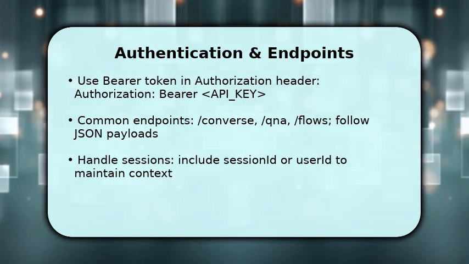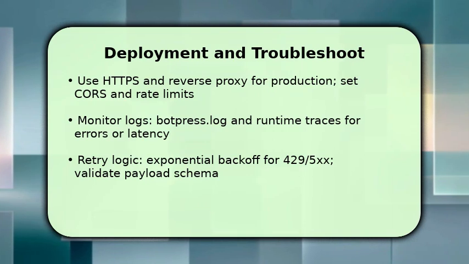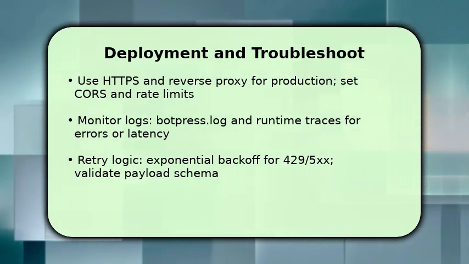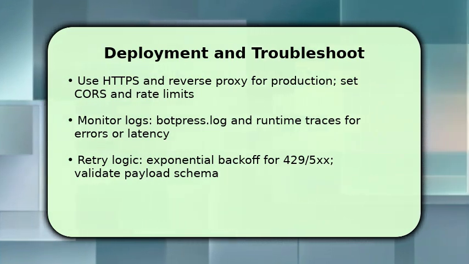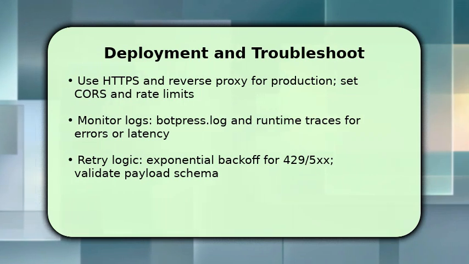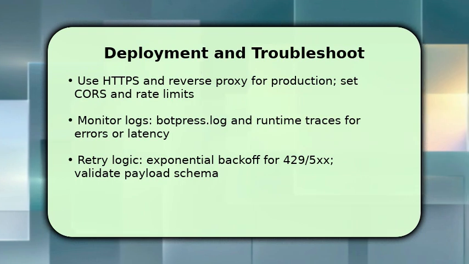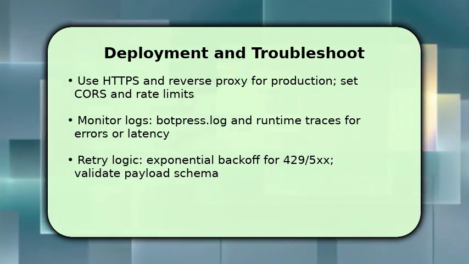Finish by deploying securely and adding resilience. You should run Botpress behind HTTPS and a reverse proxy, enable CORS for allowed origins, and set rate limits. Then instrument monitoring, tail Botpress logs and capture runtime traces to spot errors or slow responses. Once done, add retry logic with exponential backoff for 429 or 5xx responses, and always validate payload schemas before sending.